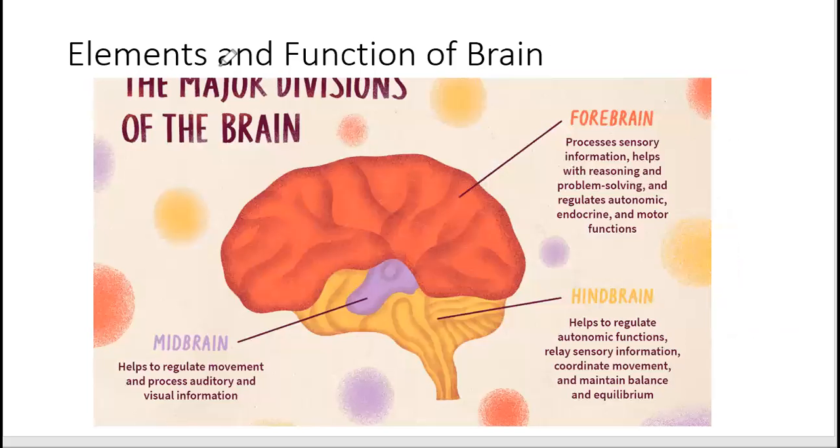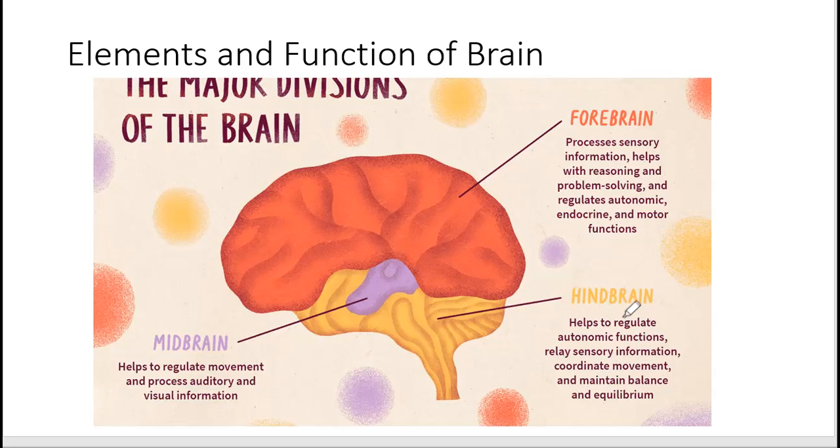So here we have the elements and functions of the brain. Okay, let's discuss the functions of each part of the brain. So let's begin with the forebrain. Forebrain processes sensory information, helps with reasoning and problem solving, and regulates autonomic, endocrine, and motor functions. That is forebrain. Next, let's have the midbrain. Midbrain helps to regulate movement and process auditory and visual information. So your midbrain is responsible for your auditory and visual information.